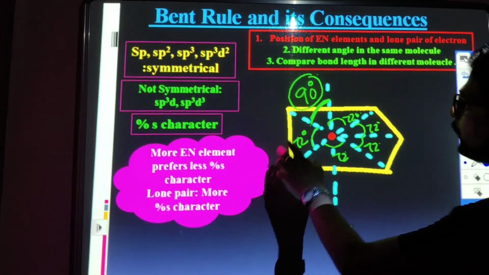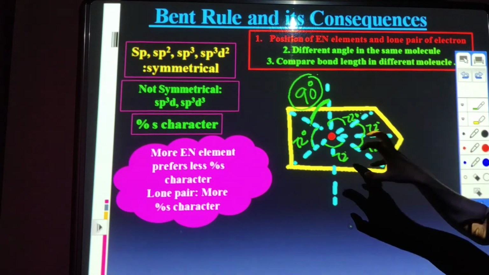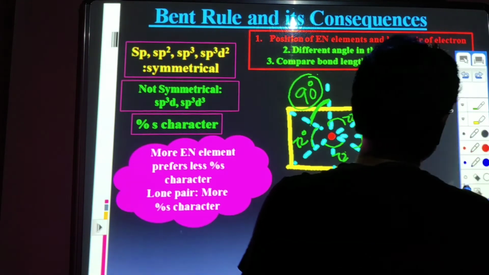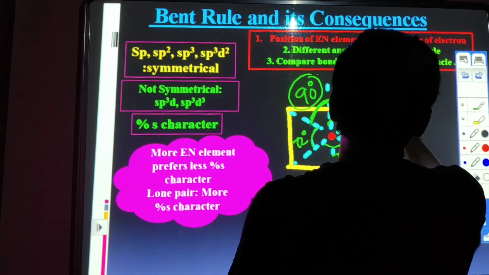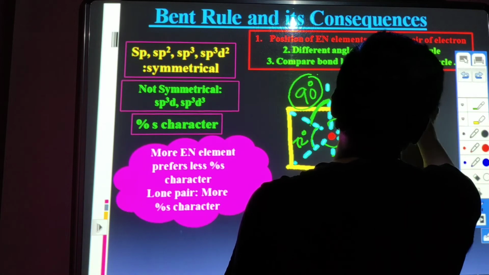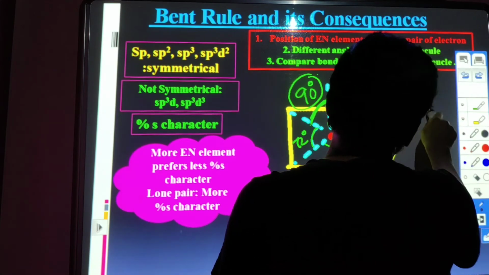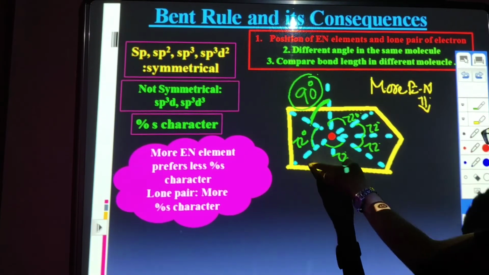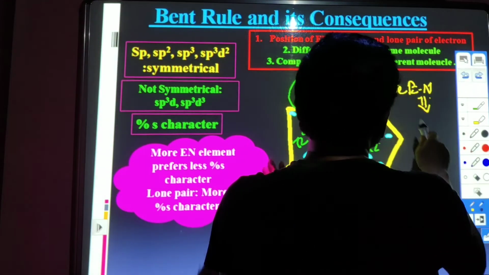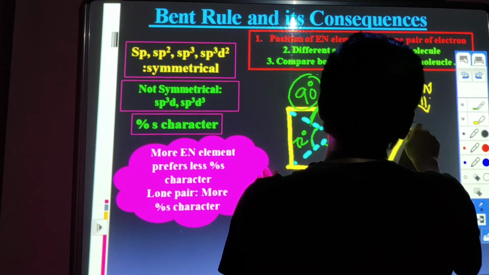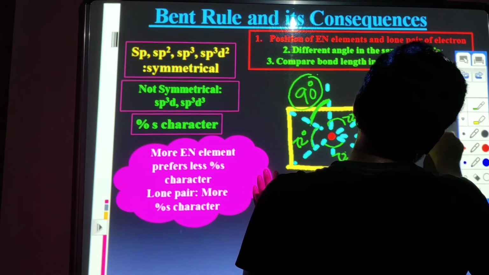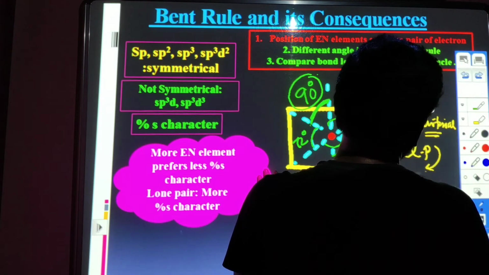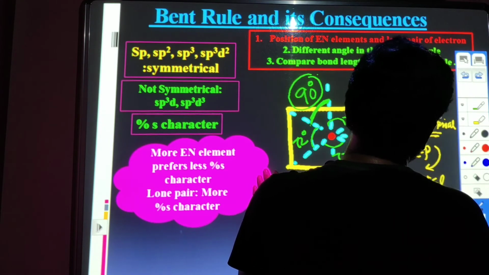More electronegative element will be in equatorial positions in this case. So here I write: more electronegative element will be positioned where percentage of s character is less. Here percentage of s character is less. So here it will be in equatorial positions, and the lone pair will be in axial positions because the angle is more.